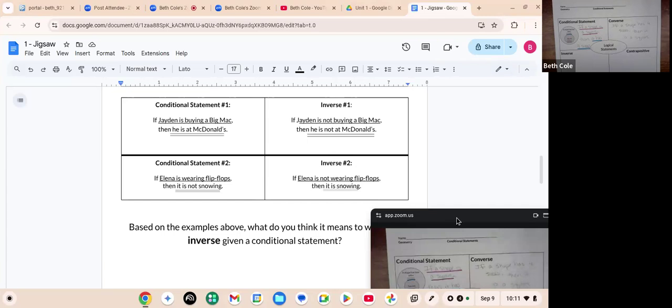All right. If Jaden is buying a Big Mac, then he is at McDonald's. Cool? Here's the inverse. If Jaden is not buying a Big Mac, then he is not at McDonald's. Did we switch it around like the converse? No, the first part, the hypothesis, is still about Big Mac, and the second part is still about McDonald's. But what did we do? You put the word not in it. If Jaden is not buying a Big Mac, then he is not at McDonald's. It's called negating it. You negate the statement.